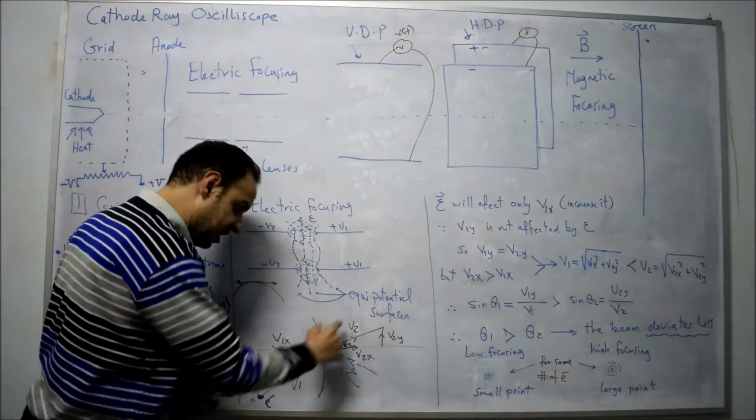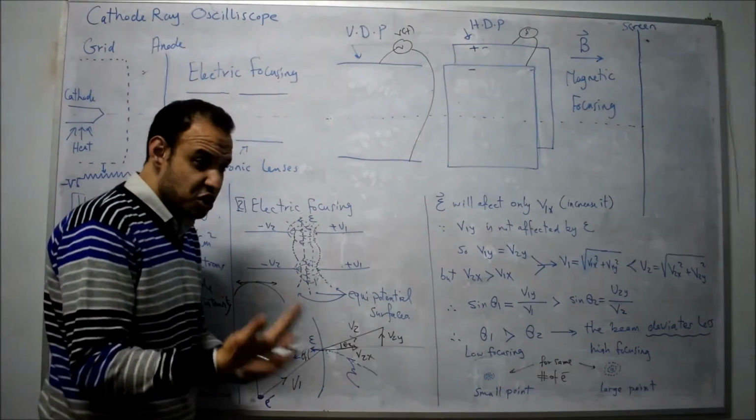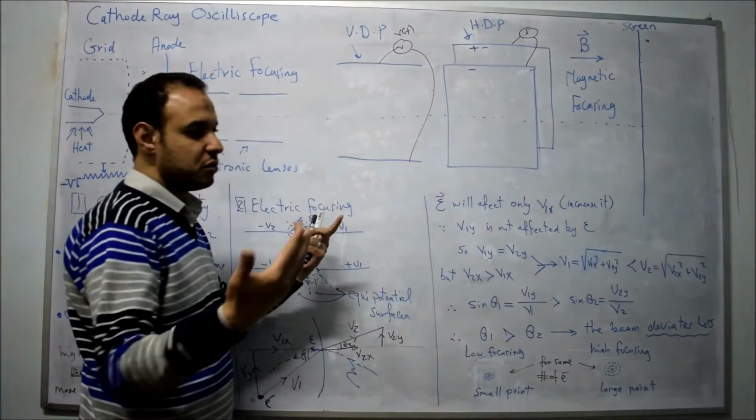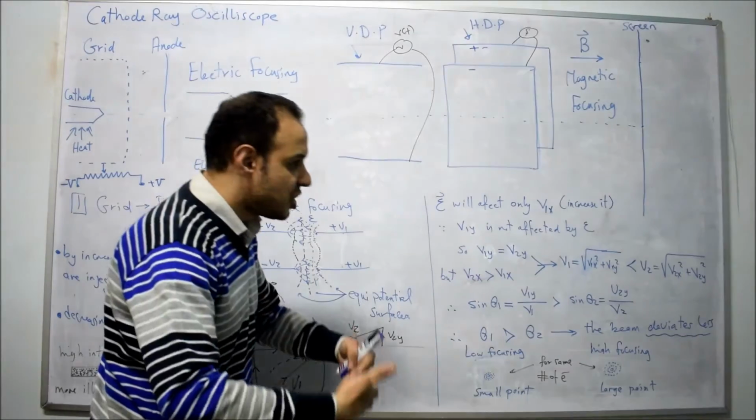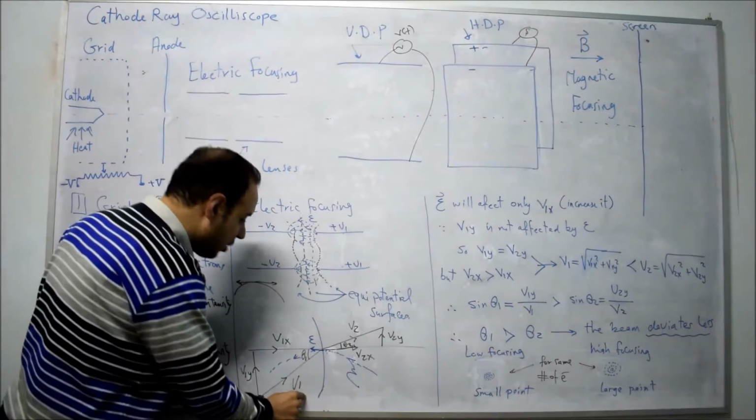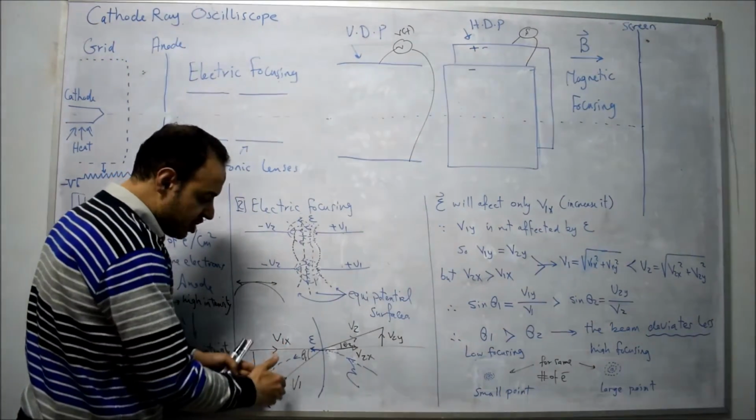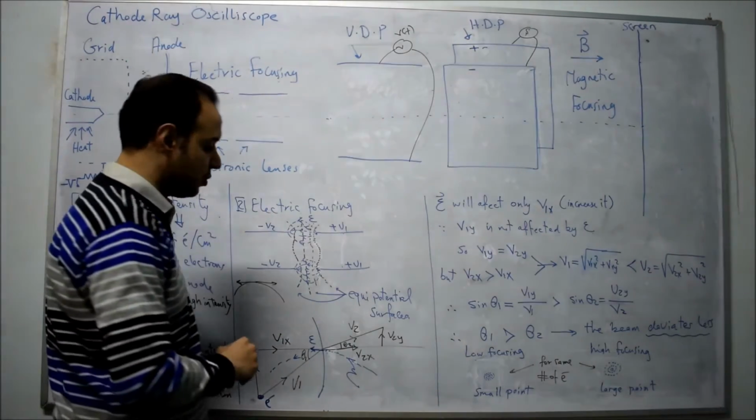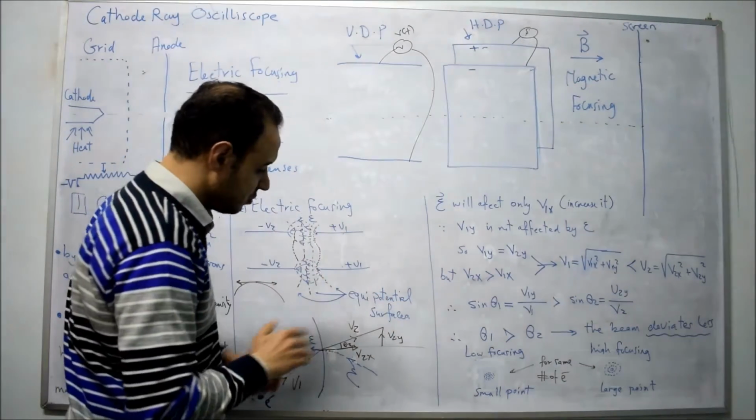Will the velocity increase, decrease, or not change at all? We don't know. Let's assume in general it will be changed. So v1 will become v2, and v1 in general is not equal to v2. In general, it can be equal. We don't know yet.